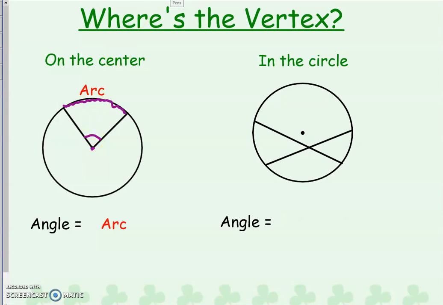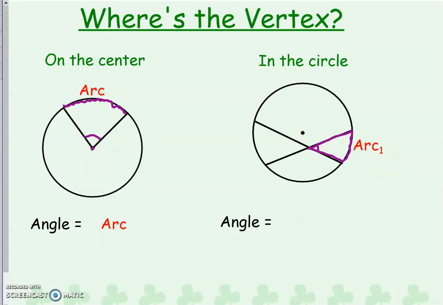Now, the second placement of the vertex of an angle is what happens when the vertex is somewhere in the circle. Not necessarily on the center, but somewhere in the circle, like here. This angle right here, how would we find that angle's measurement? Well, if we trace the sides of the angle out until it hits the circle, and we pretend that angle's a mouth and we take a bite of the circle, then we can easily see that angle's intercepted arc.